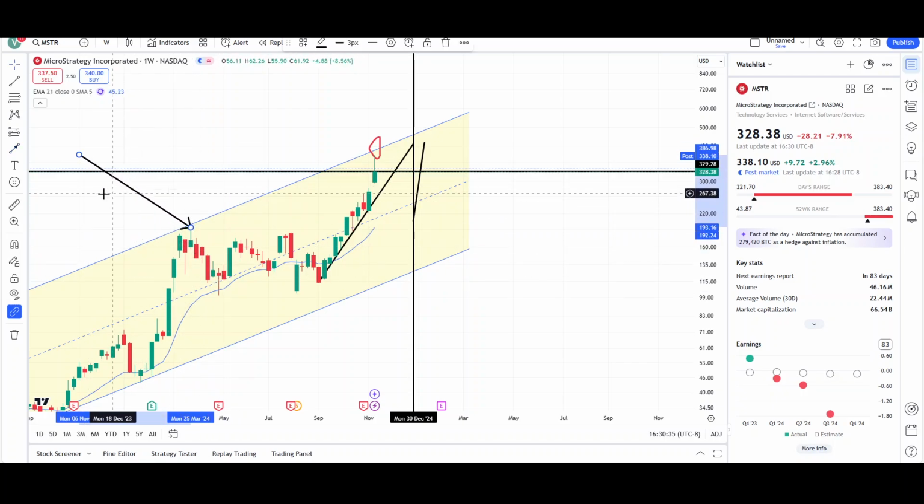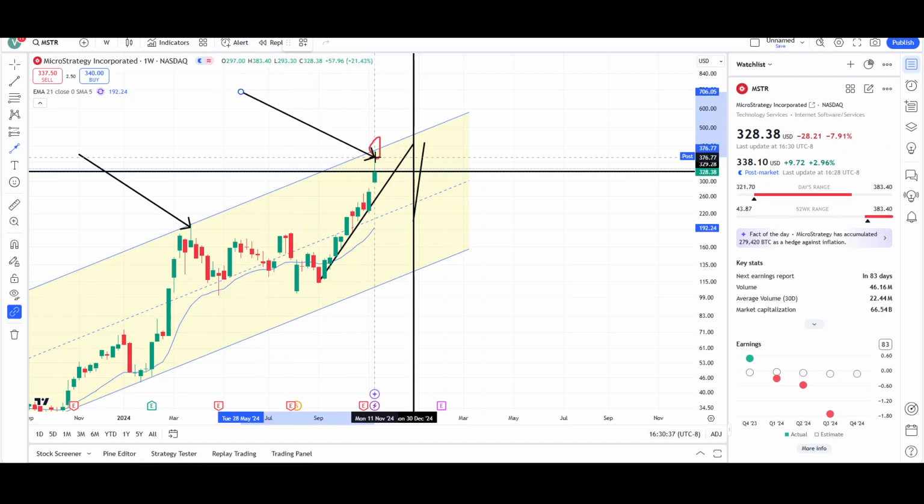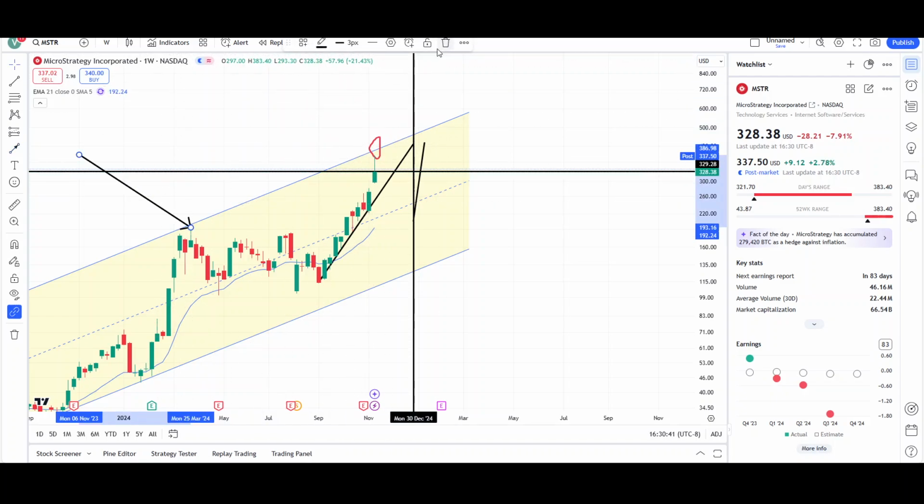Just like over here, it was a tail bar, and look what's happening right over here, another tail bar. You could also call this an upthrust, stop hunt, whatever you want to call it. There are so many names for these candles. It doesn't matter what you call it. It's just what the candle is doing.